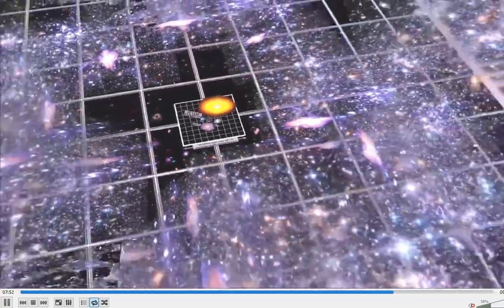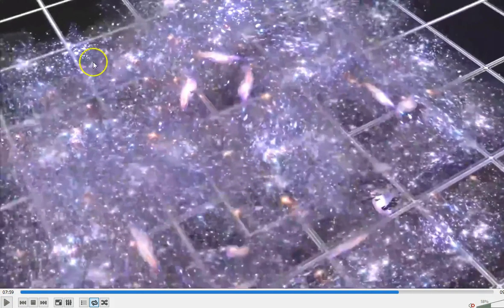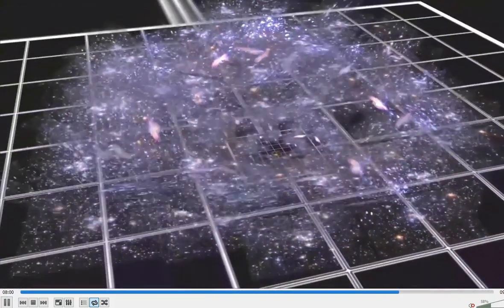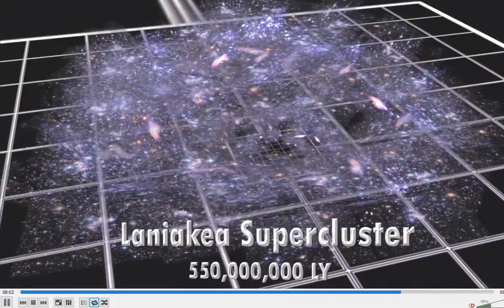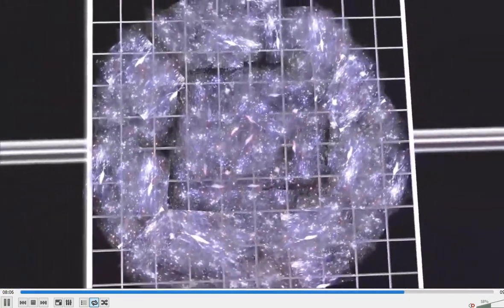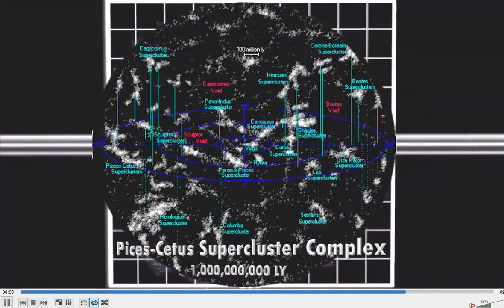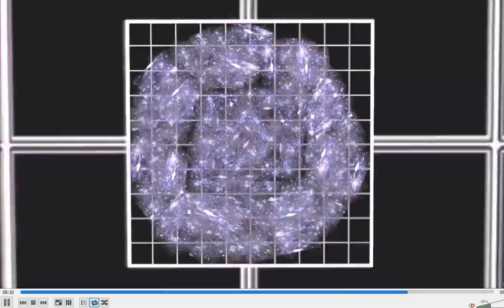So now, remember I was saying before we were looking at all the different stars in a galaxy. We are no longer looking at stars. We're looking at individual galaxies now. And we're actually part of a small supercluster. It's not the biggest supercluster, of course, but we're part of the Laniakea supercluster, which is part of another subcluster known as the Pisces-Cetus supercluster complex. Whoa. But that is only one of billions of superclusters.